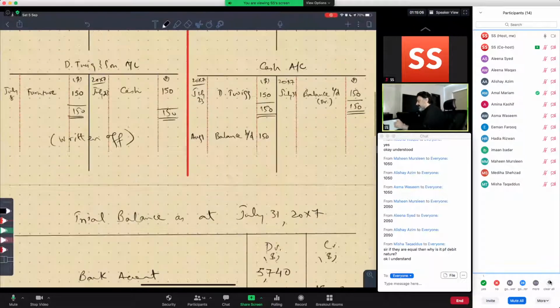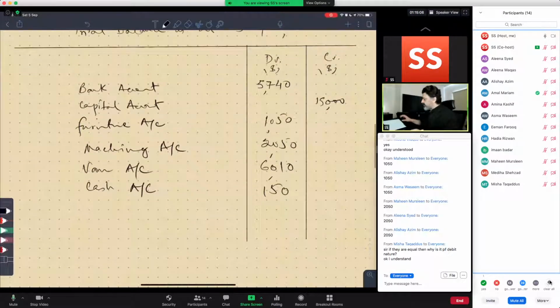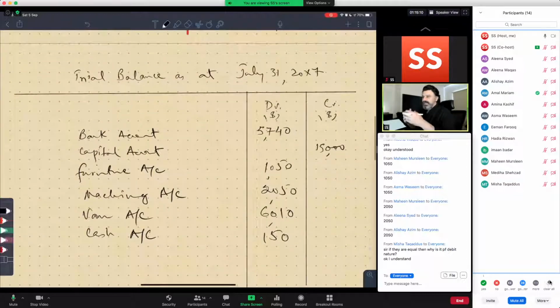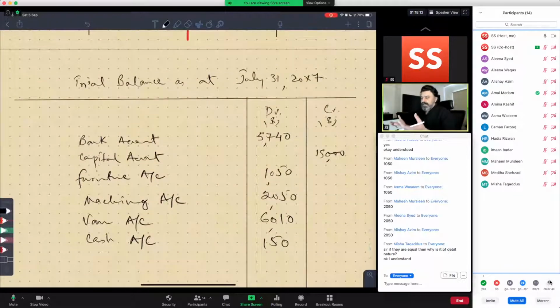150. Now, we know that from the principle of duality that every transaction had two effects, and we had recorded those two effects first in the journal and then later on in the ledger.